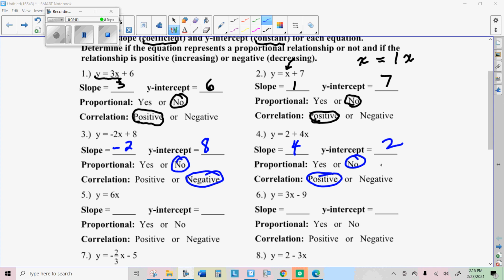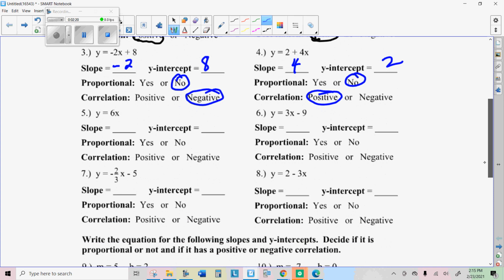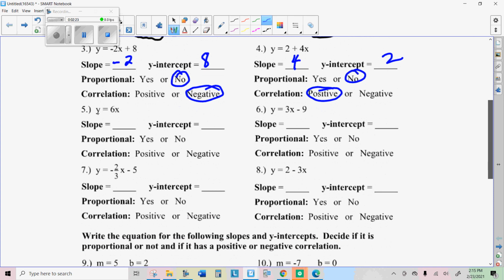All right, that second one may have tricked some of you. You remember that the number in front of the x is the slope. So just because the numbers are switched around, the slope is still the number in front of x. And the y-intercept is 2. All right. This number 5, the slope is 6. The y-intercept, since there's nothing added on, we're going to say that's 0. That is proportional. Whenever the y-intercept is 0 and you have just something times x, that's going to be proportional. Since our slope is positive, our correlation is positive.